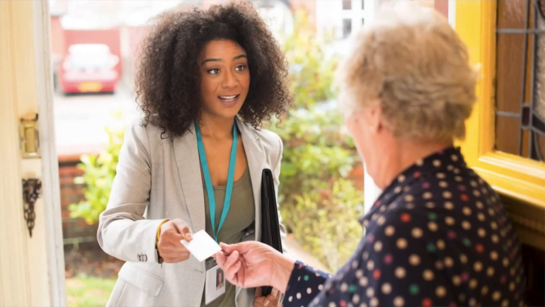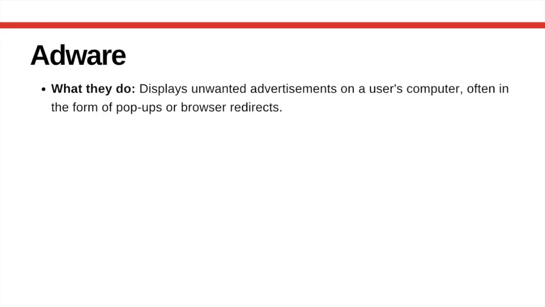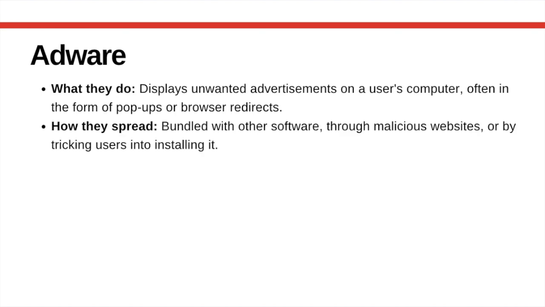Think of those annoying salespeople who keep knocking on your door to sell you things you don't need. Similarly, adware bombards you with unwanted advertisements. Hence, what adware do: displays unwanted advertisements on a user's computer, often in the form of pop-ups or browser redirects. How adware spread: bundled with other software, through malicious websites, or by tricking users into installing it.